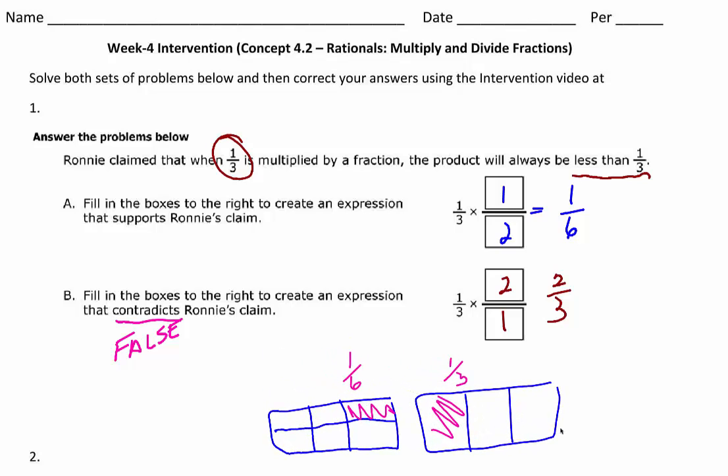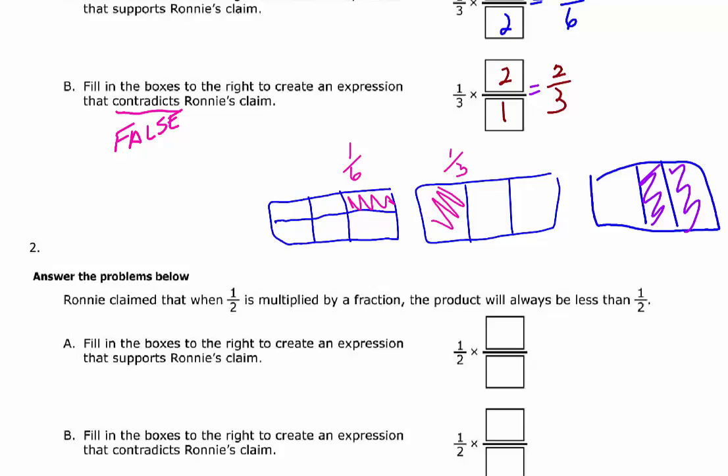If we go back to this drawing and do it one more time, let's create one more drawing here. Here's one more of those. We'll divide them into thirds again. And this time, instead of getting 1/3, we're going to get 2/3. We can see we have more now. So if we want it to be a false statement, if we want more than the 1/3, we have to multiply by more than a whole. All right, so let's go down and do the bottom 2.